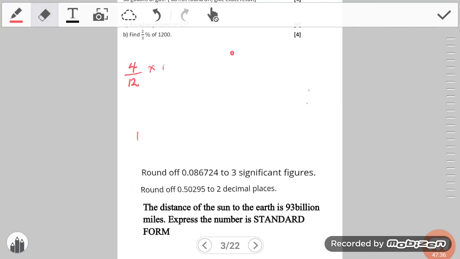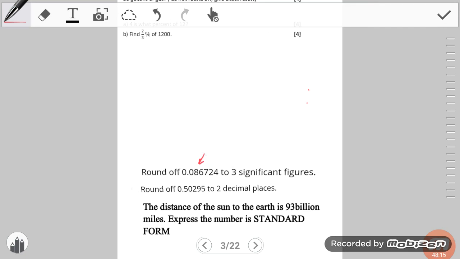And just to wrap up this section here, we are to round off 0.086724 to 3 significant figures. We know that significant figures are figures greater than 0, provided that 0 is after a non-zero digit, or 0 is in between 2 non-zero digits, then the 0 will be considered to be significant. In this case, these zeros are insignificant to the number, meaning that removing them will not change the value of the number. Hence, our first significant figure here is 8.